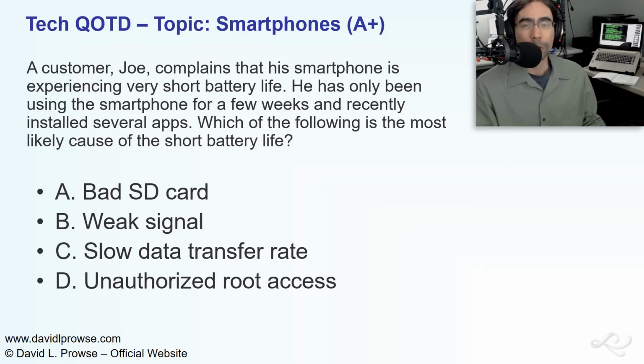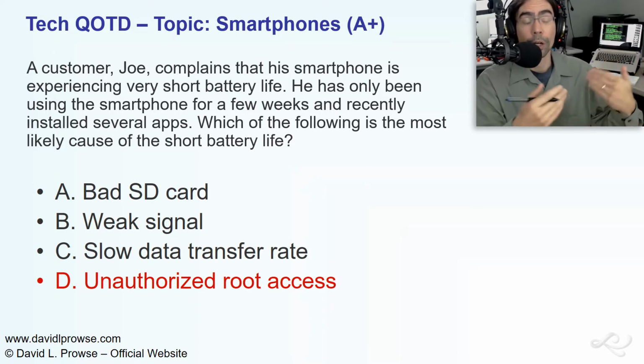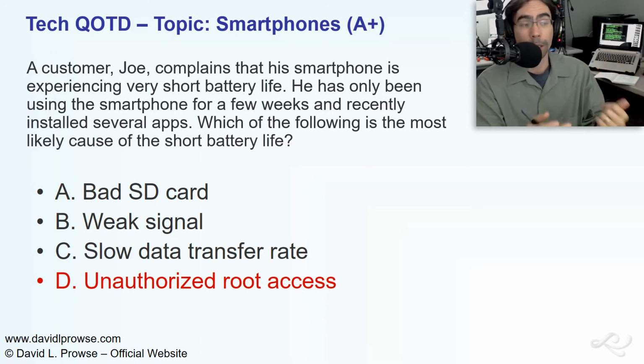Okay, and the best answer here is going to be D, unauthorized root access. That is the best of the listed answers. There's other possibilities as well. Keep that in mind, but of the listed answers, that's the best one for very short battery life.